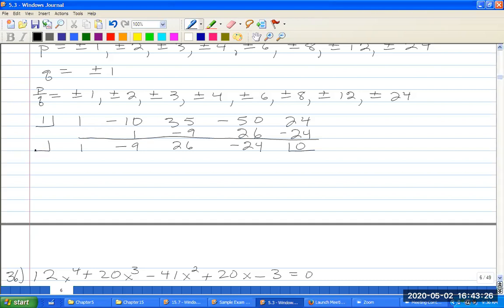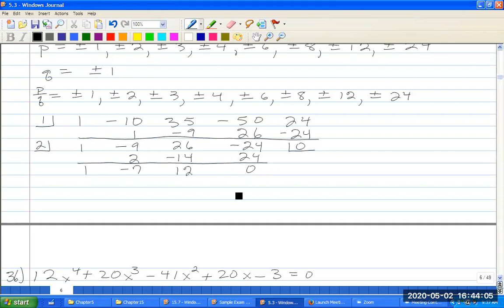Now let's try another one. This looks like 2 works. Do I know 2 works? No. Am I guessing? Yes. I think 2 works. Let's see if it works, because it looks like it's kind of big, but not too big. 1 times 2 is minus 7. Times 2 is minus 14. Yeah, it works. 26 minus 14 is 12. Times 2 is 24. Minus 24 is 0.